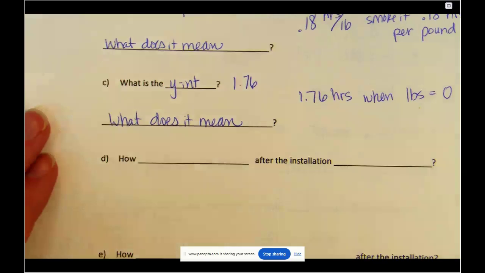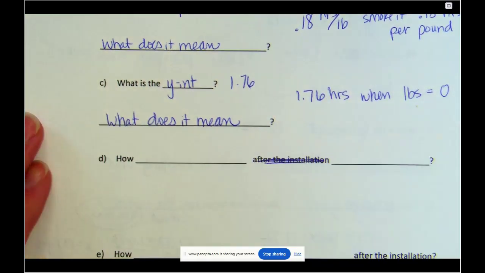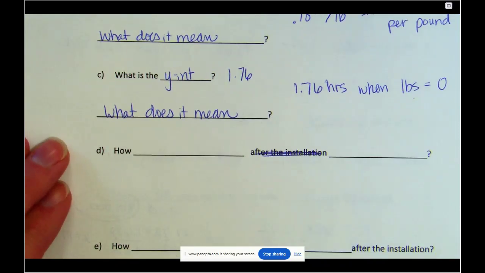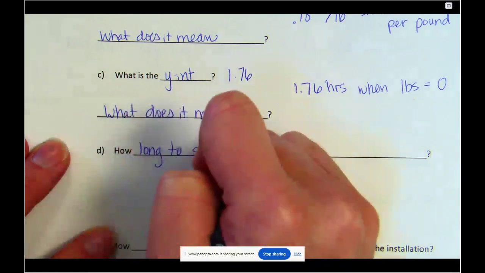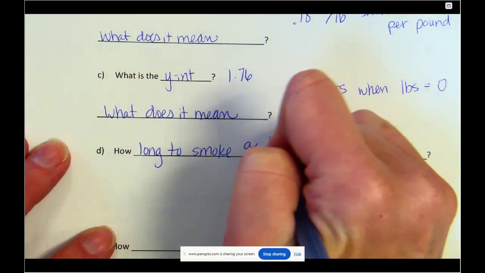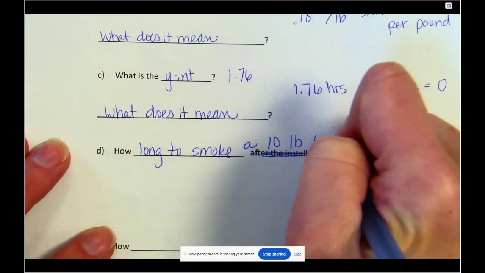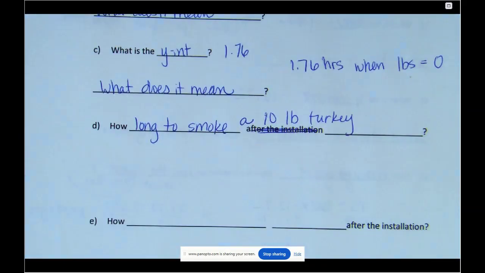Now, I forgot to change this because it was just copied and pasted. So how long to smoke a 10-pound turkey? You figure out if it's X or Y and then give me the answer. How long do we smoke a 10-pound turkey?